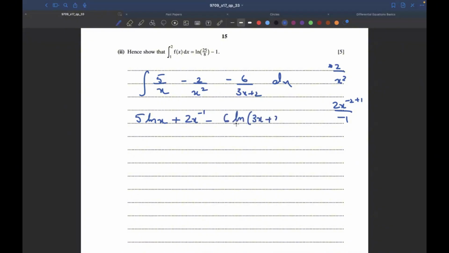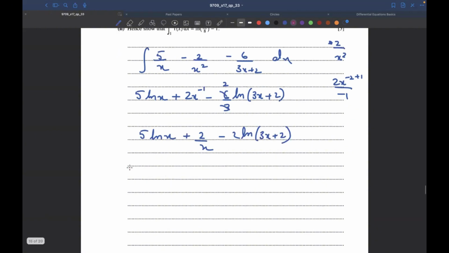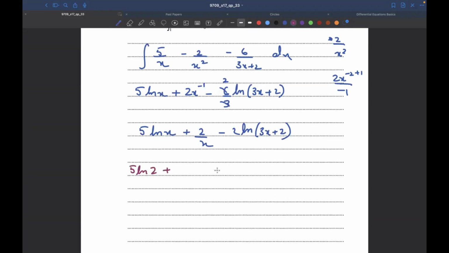And then minus 6 ln of 3x plus 2, and the derivative of 3x plus 2, which is 3, goes into the denominator. We divide by 3, so this will become 2. So we can write our answer as 5 ln of x plus 2 upon x, and then minus 2 ln of 3x plus 2. Substituting the limits now, the upper limit is 2, so we'll get 5 ln of 2 plus 2 upon 2, which is 1, minus 2 ln of 3 times 2, which is 6, 6 plus 2 is 8. Now substituting the lower limit, that is 1, so we'll get 5 ln 1 plus 2 upon 1 minus 2 ln of 3 times 1 plus 2, which is 5.